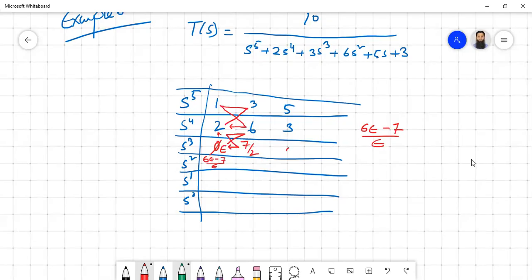So this first parameter here will be 6 epsilon minus 7 divided by epsilon. Then since 0 is here, if you multiply epsilon into 3 minus 0 divided by epsilon, basically epsilon will be cancelled, and 3 will be coming here. So directly this parameter is coming here.